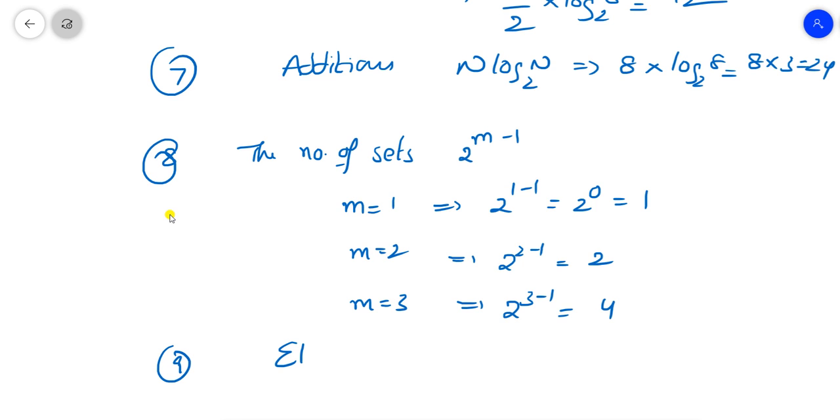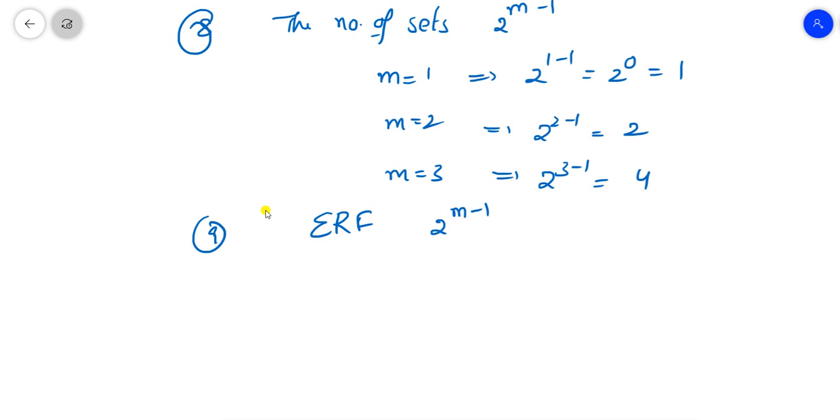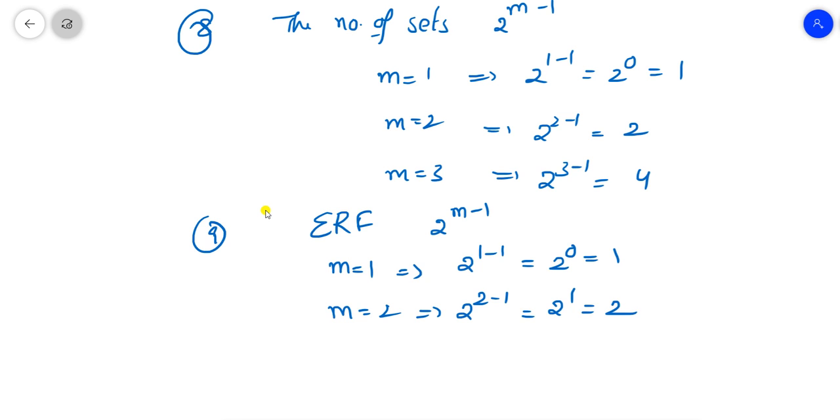Step 9 is the exponent repeat factor. For each and every stage it is also given by 2 power m minus 1. Steps 8 and 9 are similar, but the purpose is very different. Step 8 indicates the total number of sets of butterflies in each stage, given by 2 to the power of m minus 1. Whereas the exponent repeat factor, ERF, is given by 2 to the power of m minus 1, where m is the stage index. For m equal to 1, its value is 2 power 0, which is 1. For m equal to 2, it is 2 power 1, which is 2. For m equal to 3, it is 2 power 2, which is 4. So that is step 9.